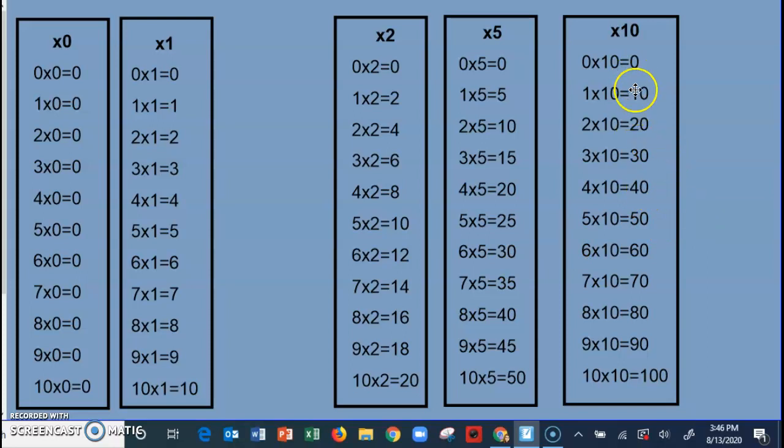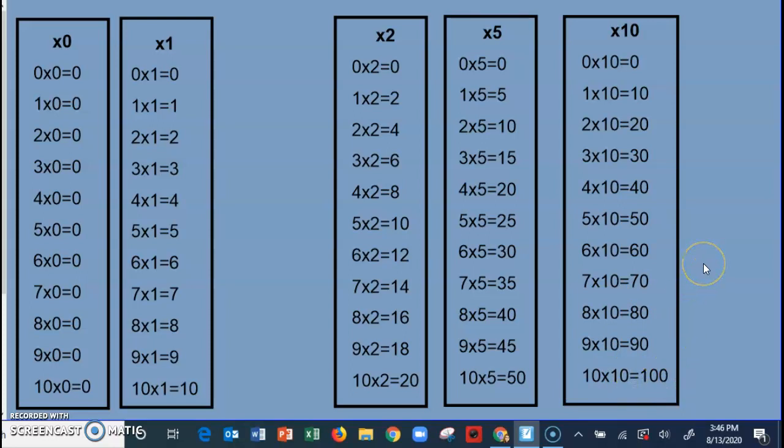Now, counting by tens, you're going up by 10 each time. But there's an even better way to multiply by 10. Multiplying by 10, look at 5 times 10 for an example. When you multiply by 10, it's the number with a 0 on the end of it. 5 times 10 would be 50. 7 times 10 is 7 with a 0, 70. 10 times 10 is 10 with a 0, 100.